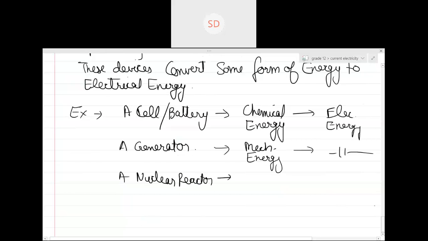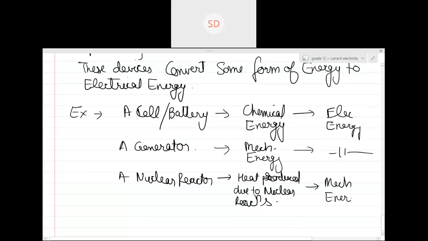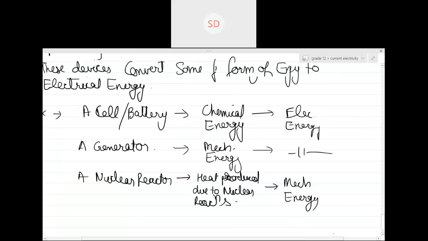electrical energy. Now the heat produced due to nuclear reaction will be converted to mechanical energy, and then that mechanical energy will be converted to electrical energy. Is this clear, guys?